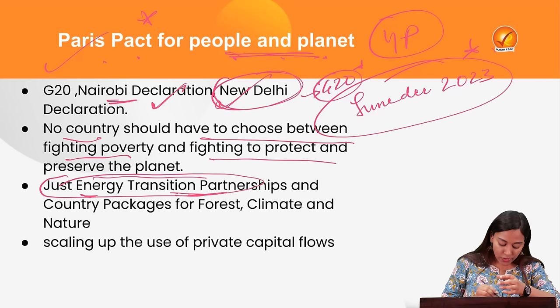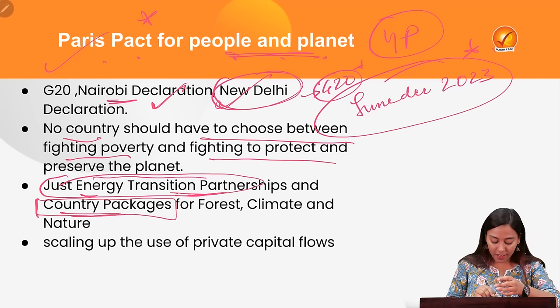Okay, it also helps other countries to get a certain amount of packages. This is known as country packages for forests, climate and nature.